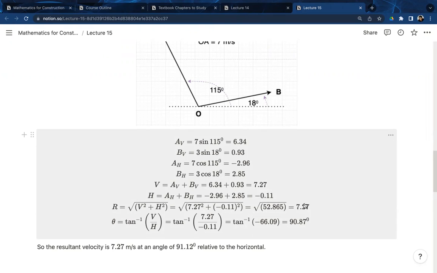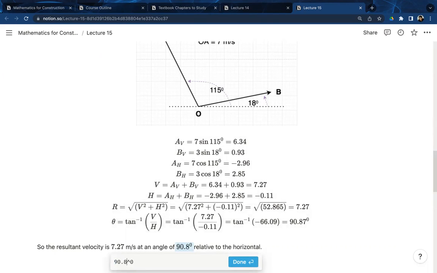So the resultant velocity is still 7.27, but the angle is now 90.87. Now, the tangent inverse of this negative number gives a negative angle. We have to add 180 degrees to get a positive angle. And that quadrant theory, I think I need to explain that to you all, because solving trigonometric equations is not an easy thing.